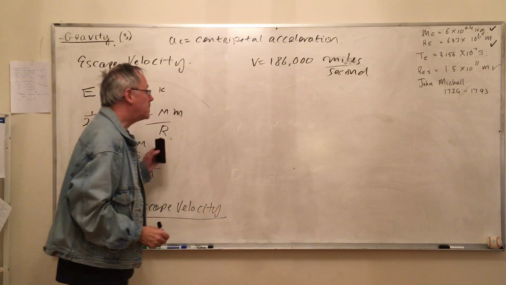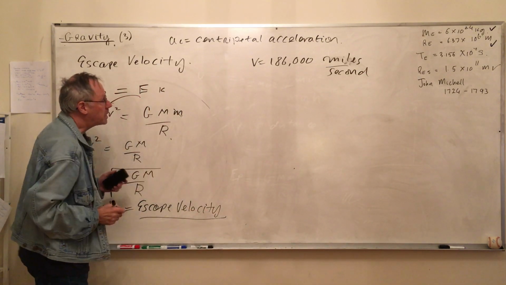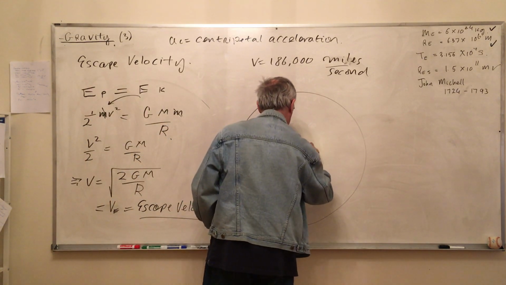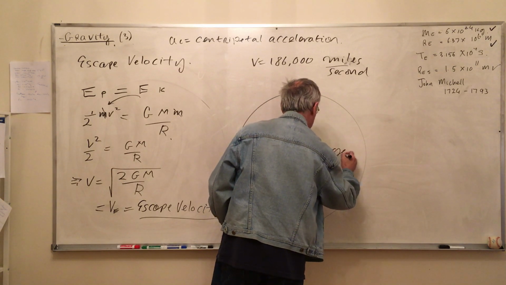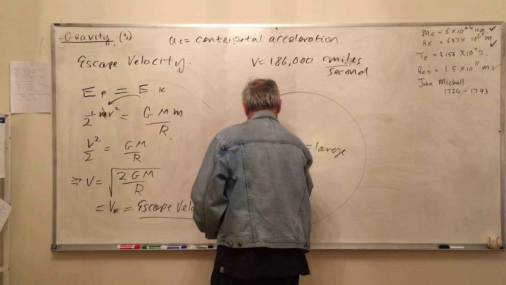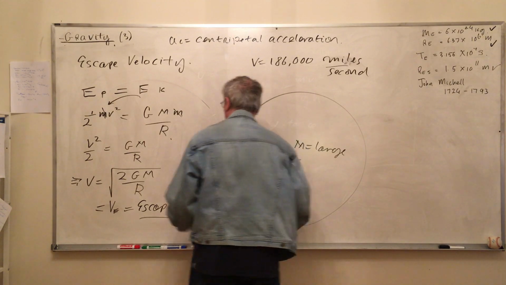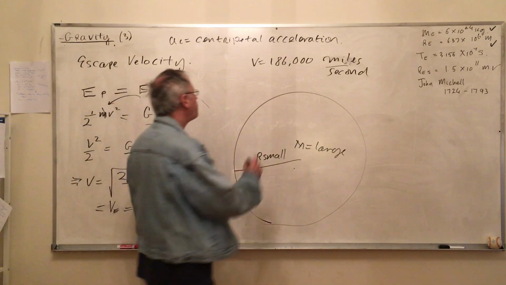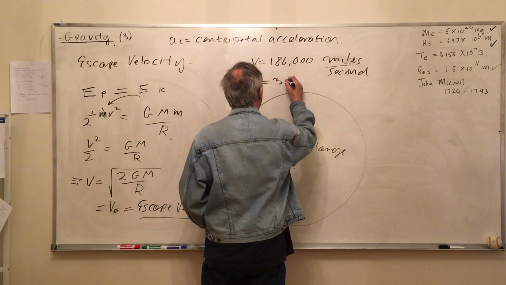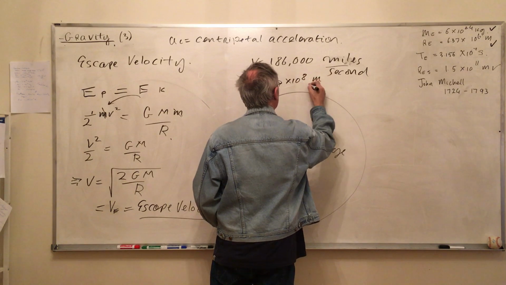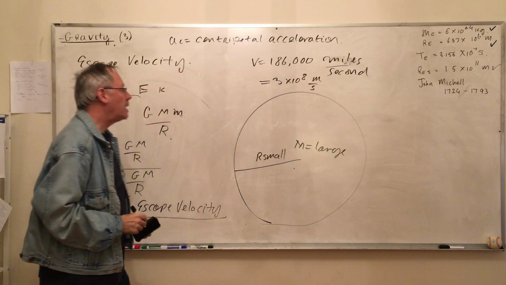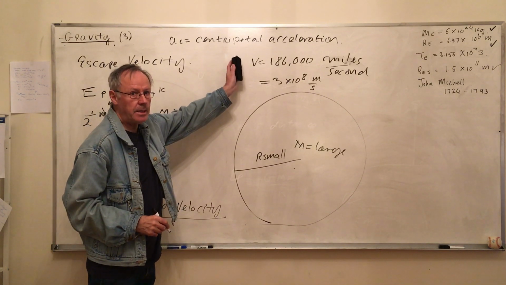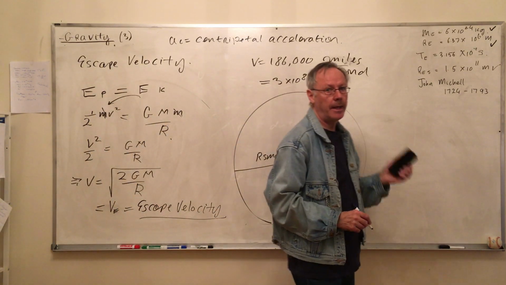If the escape velocity is this speed, and that can happen if M is really large and R is really small, or either one, and this in meters per second is a speed of 3 by 10 to the power of 8 meters per second, if the escape velocity is this big, then the escape velocity is in fact the speed of light.